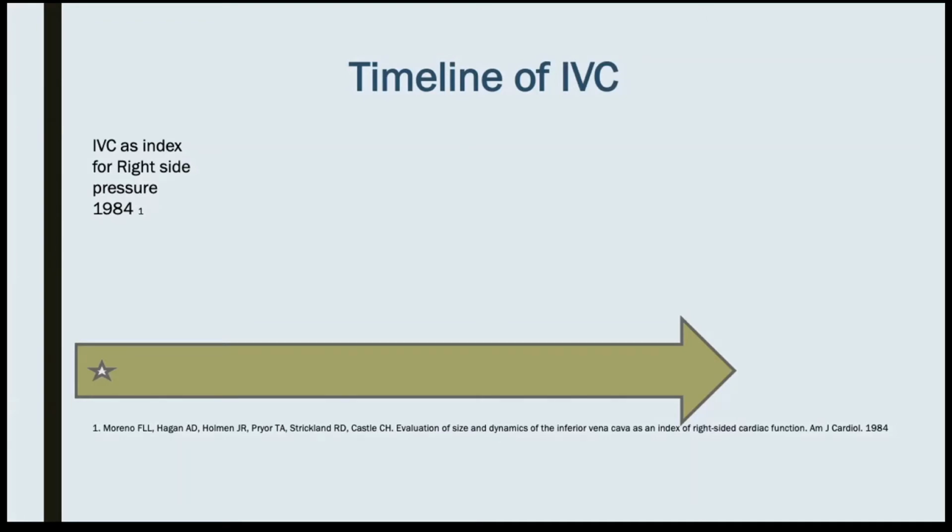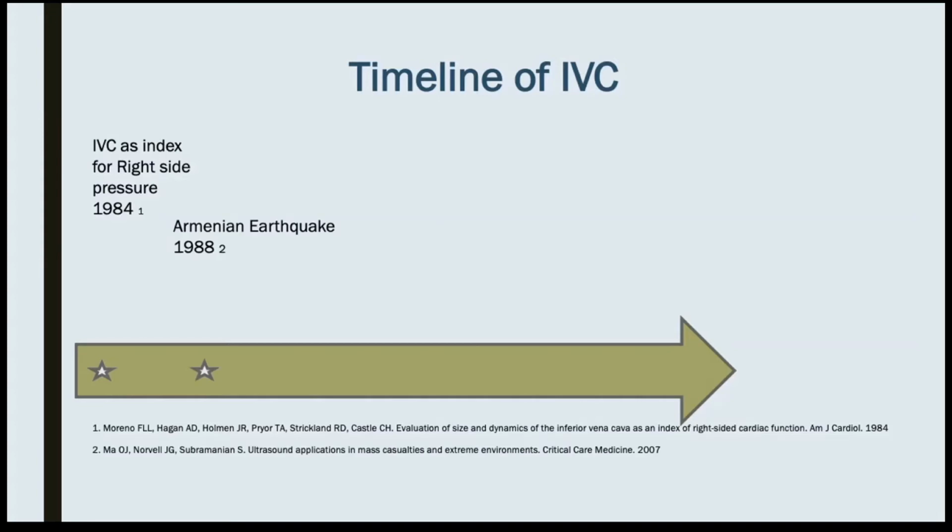So the first time that someone published on the IVC as an index for right-sided pressure, it was cardiologists doing echoes in the 80s, about 36 years ago. They looked at it and said, well, we can look at the IVC, and then the IVC would reflect the return pressure or the pushback pressure from the heart. And then people were like, okay, that's cool and all, and it was relatively quiet.